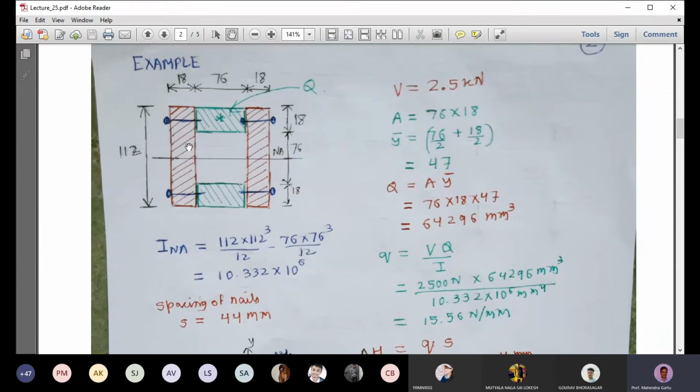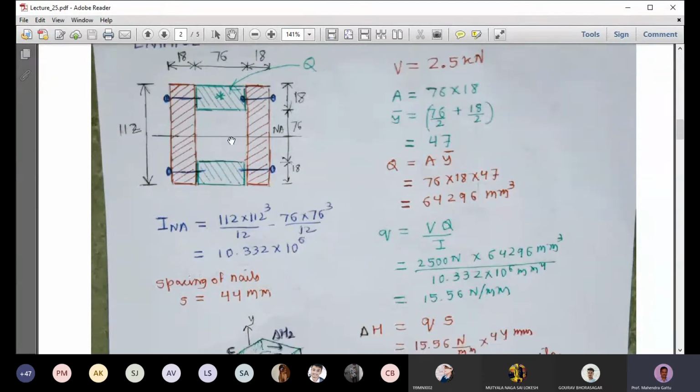First thing, we can find the moment of inertia of the total cross section. We can take the moment of inertia of the outer rectangle and subtract the moment of inertia of the inner rectangle. The centroid of the outer rectangle and inner rectangle coincides with the neutral axis. So we can apply our formula bh cubed by 12 minus bh cubed of the inner rectangle by 12. For the outer rectangle, the width is 112 and height is also 112, so we have 112 into 112 cubed by 12. For the inner rectangle, the width is 76 and height is 76, so 76 into 76 cubed by 12. We get 10.332 into 10 power 6 millimeter power 4.